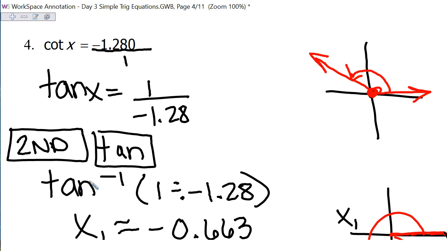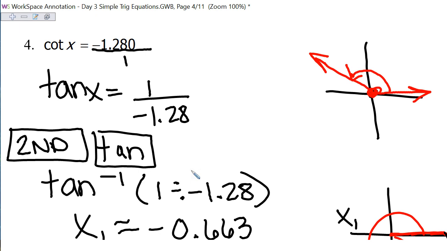Again, make sure you use the pi symbol. So type that in your calculator, 2 pi minus 0.663. And to 3 decimal places, what would that be? 5.620. Yes, 5.620. So there's one answer. How many other answers do we need?